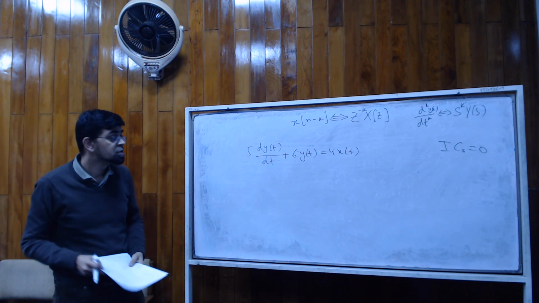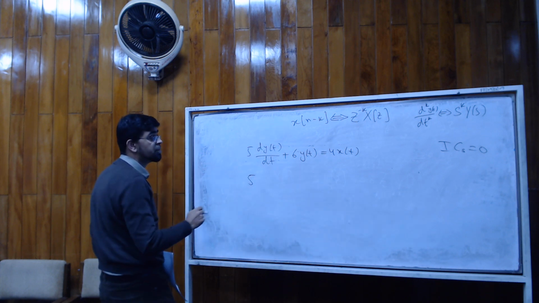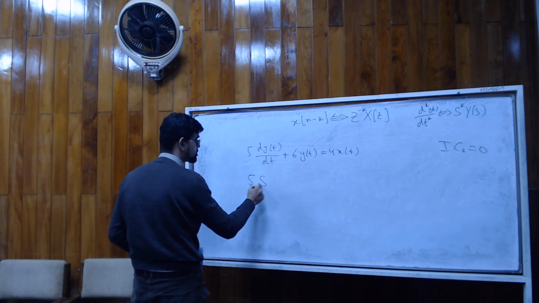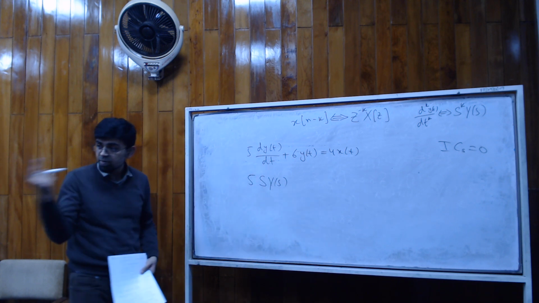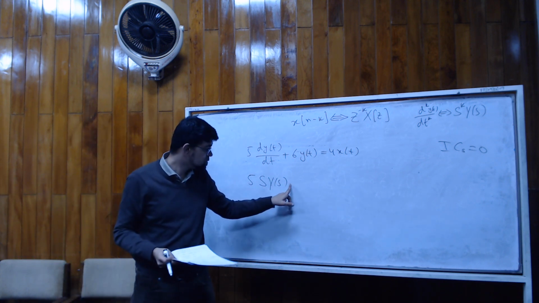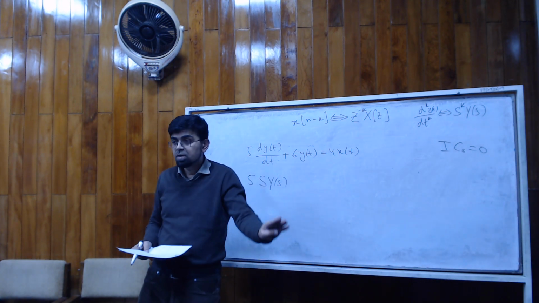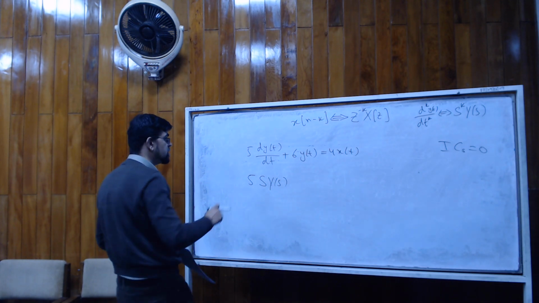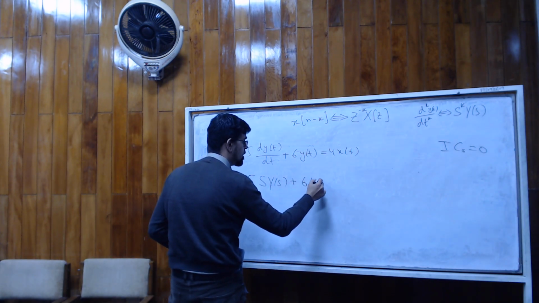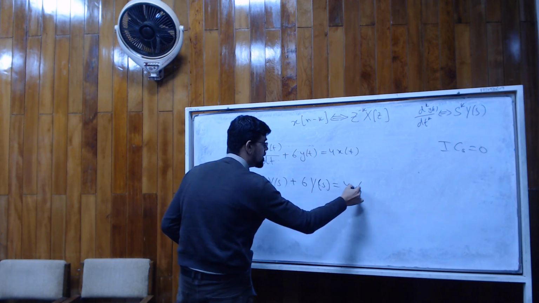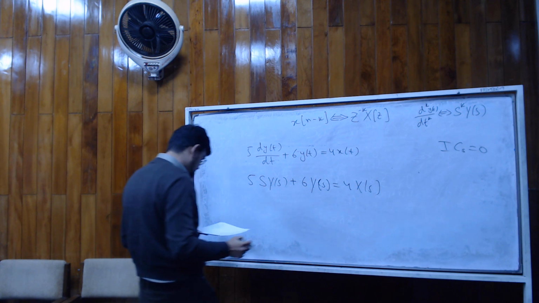Yes, sir. Okay, so how does it begin? So there is 5. Use that. s Y(s), because the first derivative, so the power is 1. And there was supposed to be minus y(0), but I said all initial conditions are 0, so we don't need to bother about that. Put the remaining values in. 6Y(s) equals 4X(s). Yes, sir. Now, what does this lead to?